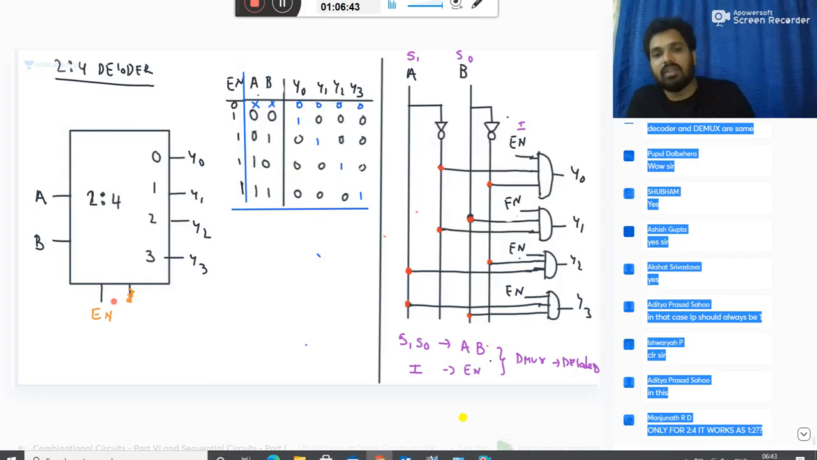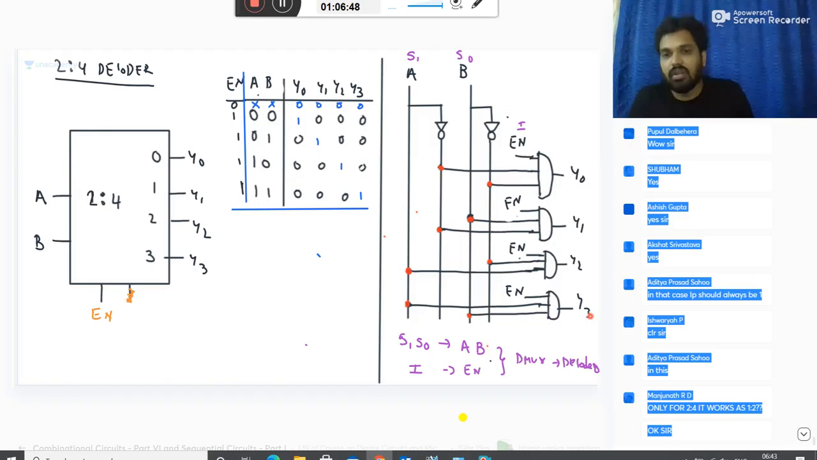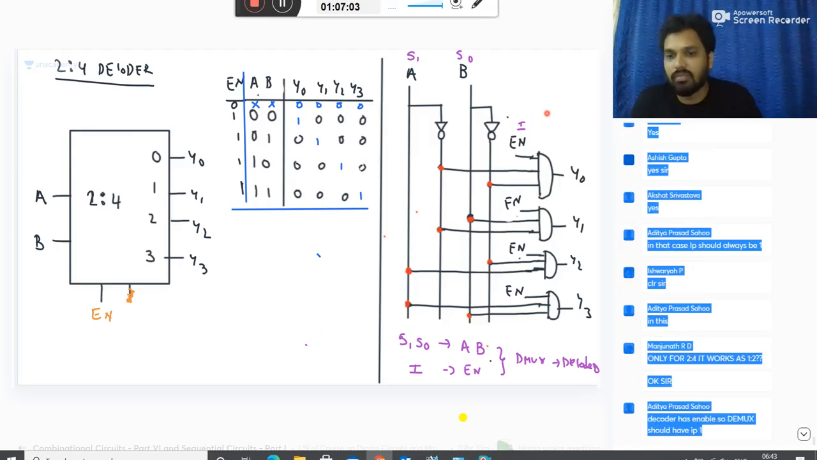You understand here? Their I job is done by enable. This can be 0 or 1, doesn't matter. If it is 0, it will be disabled. There also, if it is 0, all zeros only come. If I is 0, you get all zeros only. Same thing happens. But here, to enable, we generally make it 1 and use it. If you disable also, it will work the same. In the DMUX also, input can be 0 or 1. Similarly, here also enable can be 0 or 1.